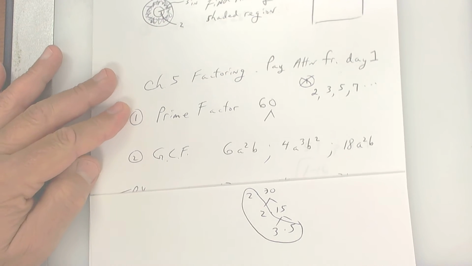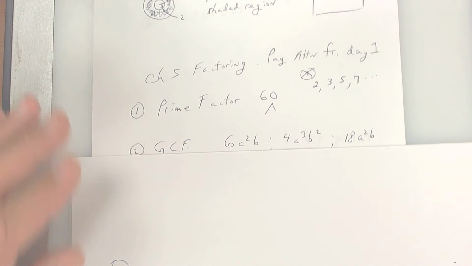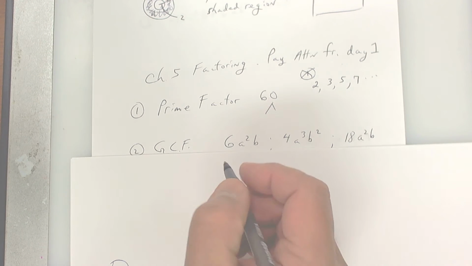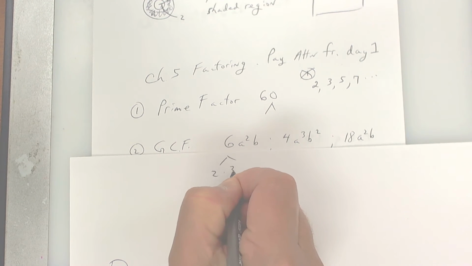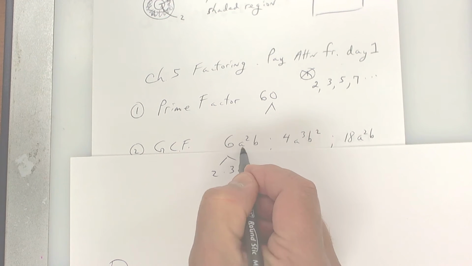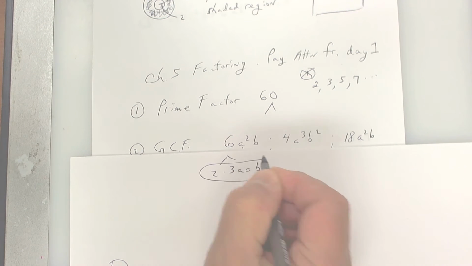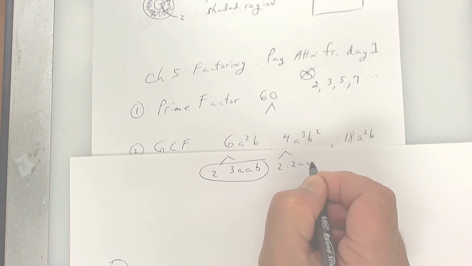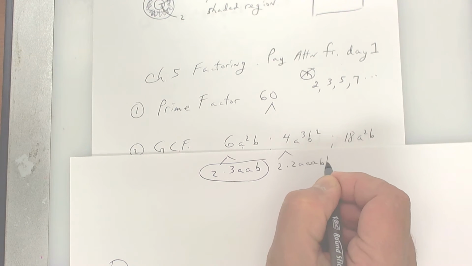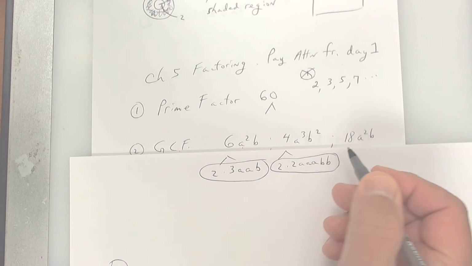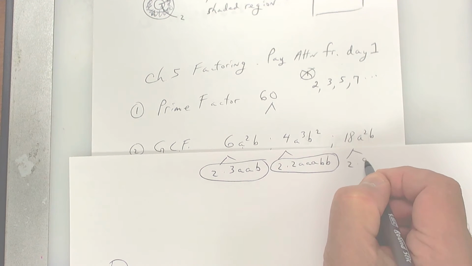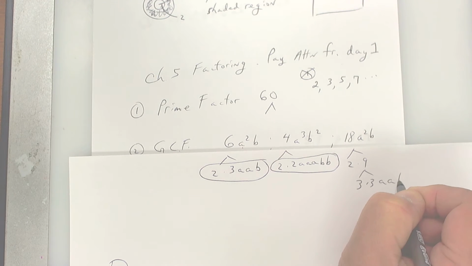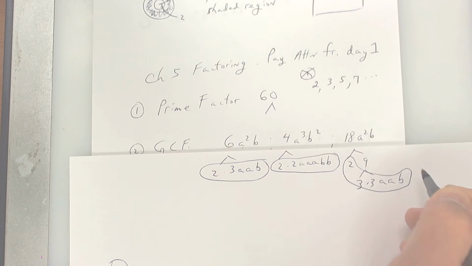Now let's move on. This right here wants the greatest common factor. To do that, you got to factor each one of these. So this is 2 times 3, and then A, because you got 2 A's and a B. This one is 2 times 2, A, and then B, because you have 2 B's. This one is 2 times 9, but 9 can be 3 times 3, and then A, B. And this is exactly how I want you to do it.